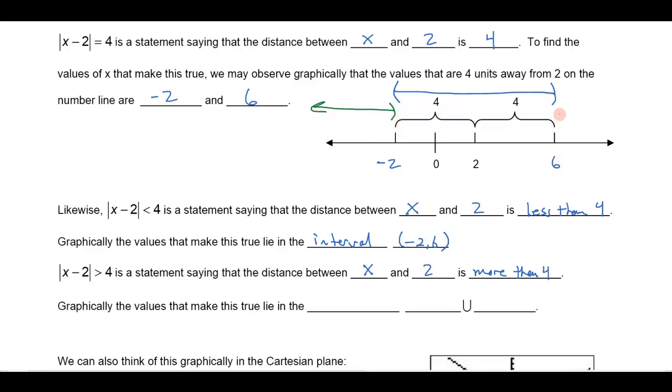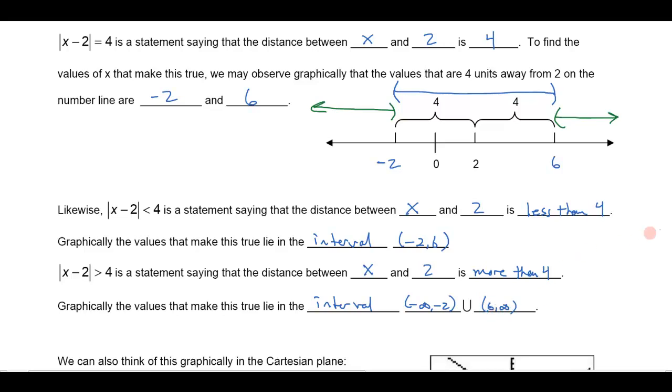And if you want to go more than 4 units away to the right, you're going to have to go over to the right of 6. And notice that gives you a split interval. So graphically, the values that make this inequality true again lie in the interval from minus infinity to minus 2, or the union, the interval from 6 to infinity.